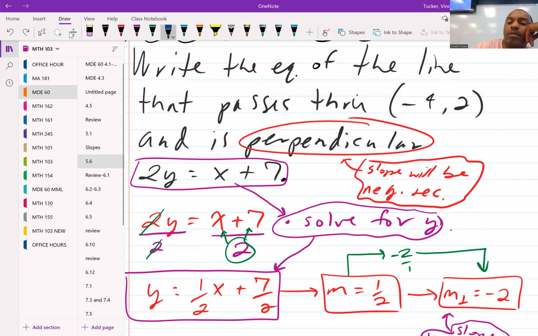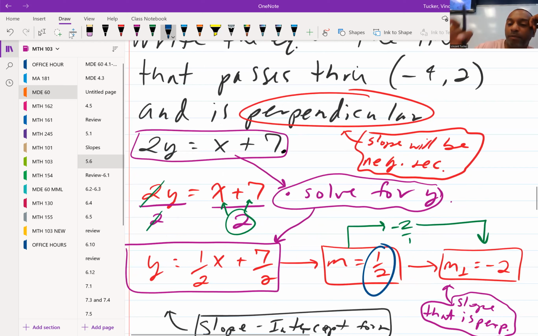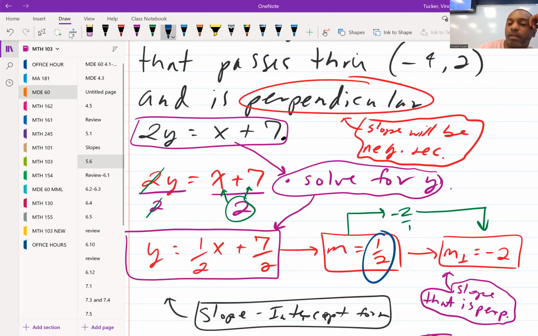Now, if you're talking about a line perpendicular to this line, then the slope will have to be the negative reciprocal. And we talked about that last class where you flip the fraction, use the opposite sign. So my slope is 1/2. So the line that's perpendicular to it will be flipping that and using the negative sign. So that's why we have -2 as our new slope. Make sure we are okay with what was said and what you see.